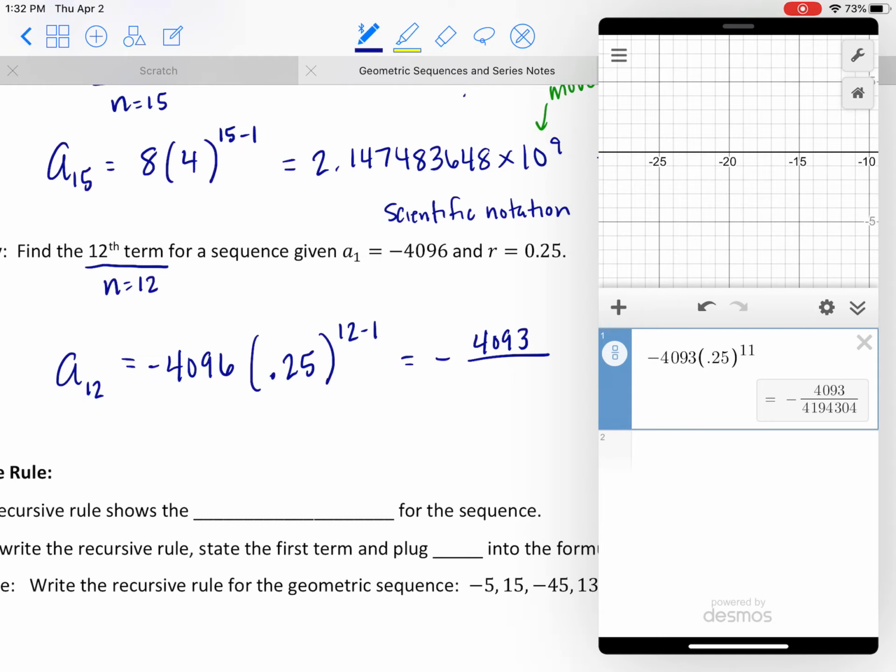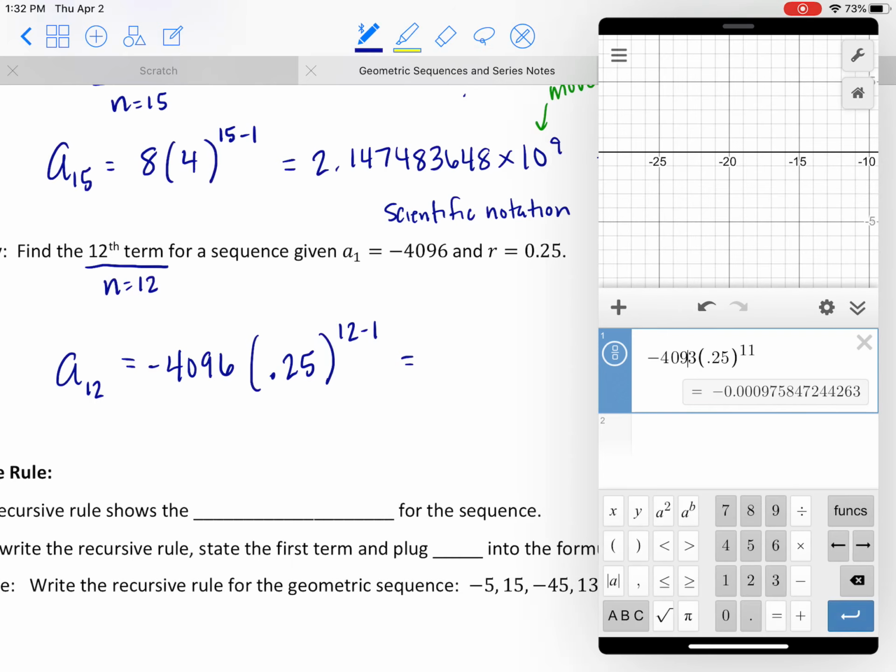So we're looking at a negative 4,093 over 4,194,304. Or the decimal, totally fine too. It's a negative point. Oops, I typed that in wrong.